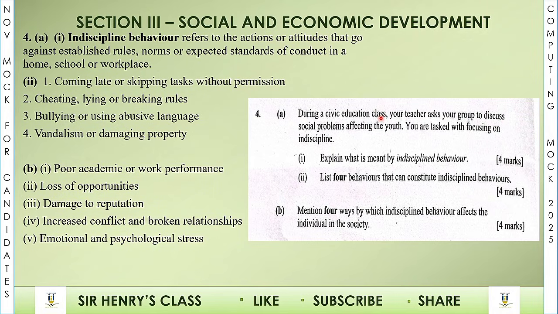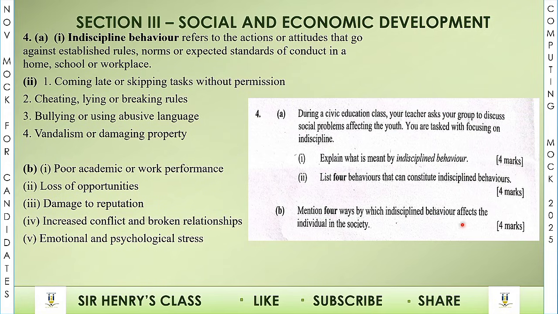So 4A says, during a civic education class, your teacher asks your group to discuss social problems affecting the youth. You are asked to focus on indiscipline. Explain what is meant by indisciplined behavior. So when we say indisciplined behavior, they are the actions or attitudes that go against the established rules, the norms, or the expected standards of conduct in a home, school, or workplace. 4Ai says, list 4 behaviors that can constitute indisciplined behavior. So coming late or skipping tasks without permission, cheating or lying, bullying, vandalism, and so on and so forth.